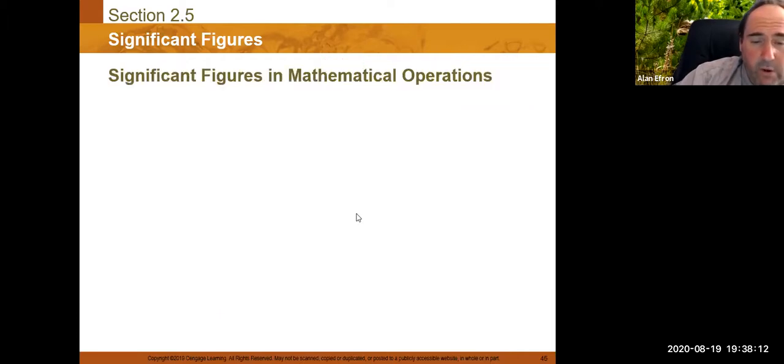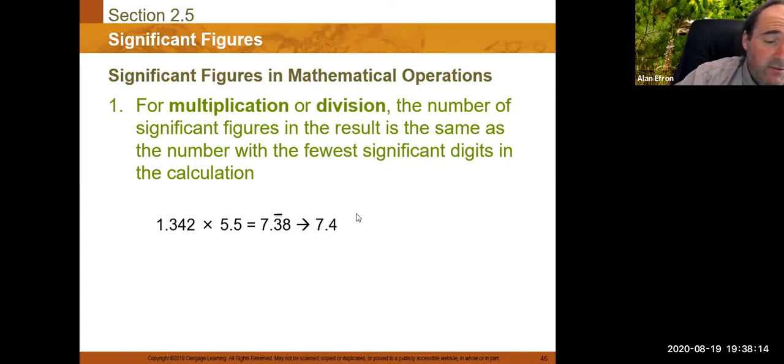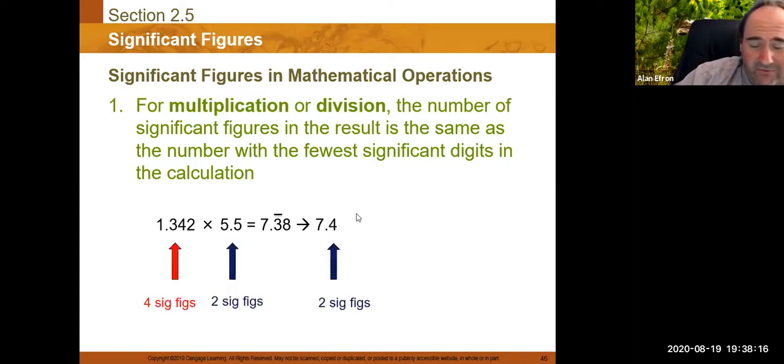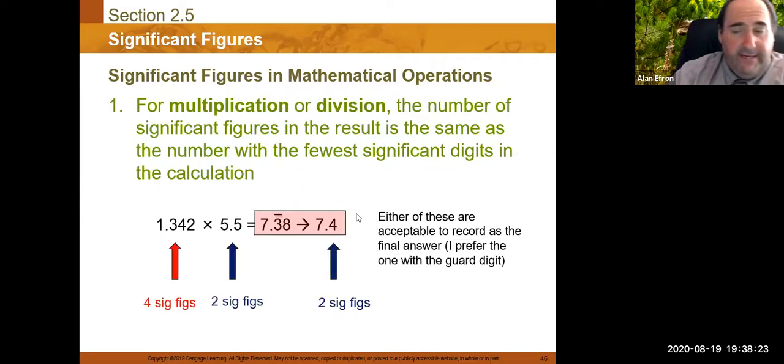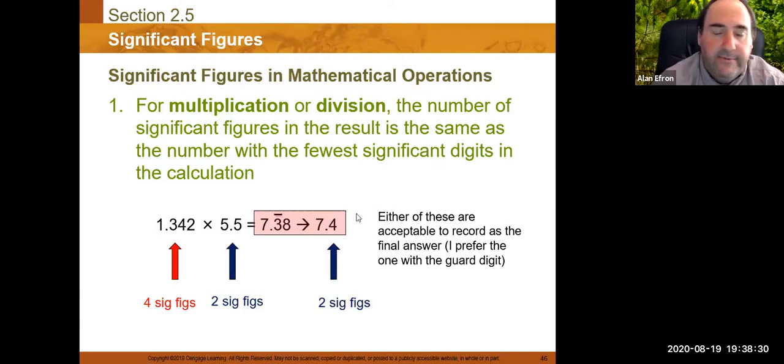So let's talk about what we do with significant figures and calculations. There are really 2 groups of calculations that we do. One is multiplying or dividing. When we multiply or divide, the answer should have the same number of significant figures as the number with the least number of significant figures.